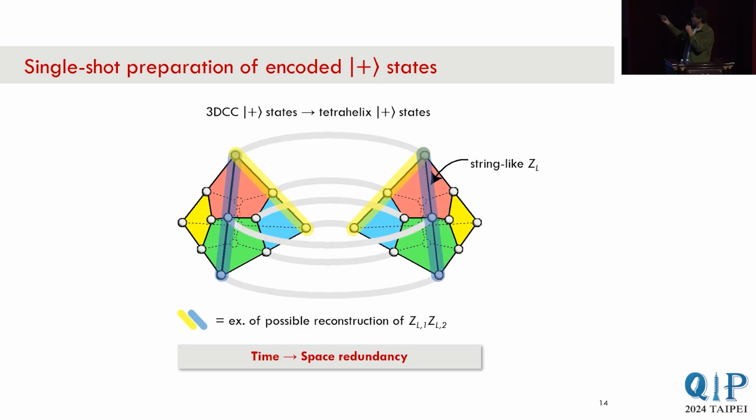To do this, we're going to need to measure those new Z stabilizers. What makes it work is that what we are looking for is essentially to measure the encoded Z parity across the two tetrahedra. And the logical Z in a 3D color code is string-like, and we are measuring it across a 2D surface. I drew some different ways of reconstructing these operators in the figures, on the blue one and the yellow one, but you have some others. So what you are doing here is essentially going from some time redundancy that corresponded to repeating your measurement to some space redundancy that corresponds to measuring the same operator but at different locations in space.